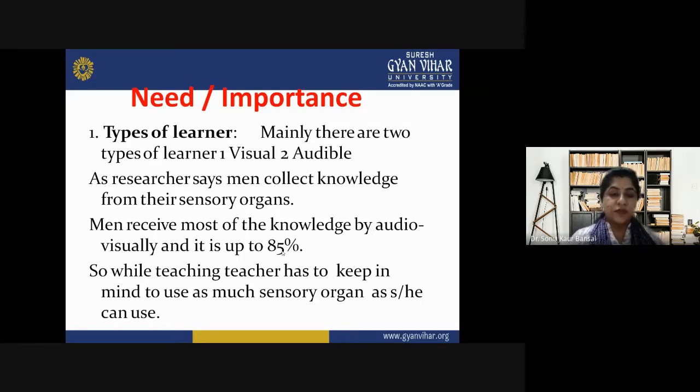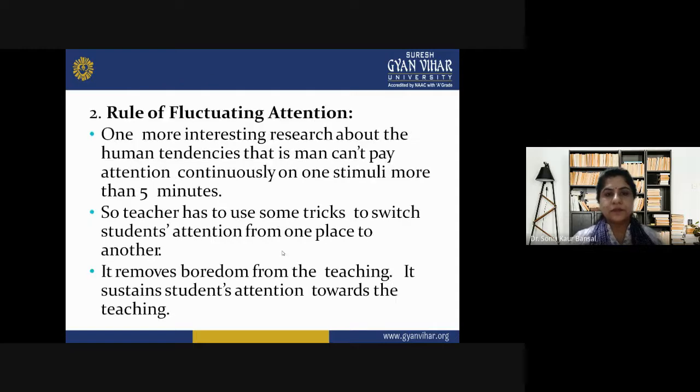So types of learners are actually important in the classroom, and along with that audible and visual part, there are other high IQ students in the classroom, average IQ, low IQ, who need special attention. So a teacher must give stimulus to them accordingly.